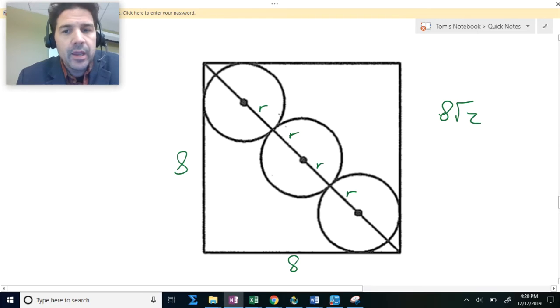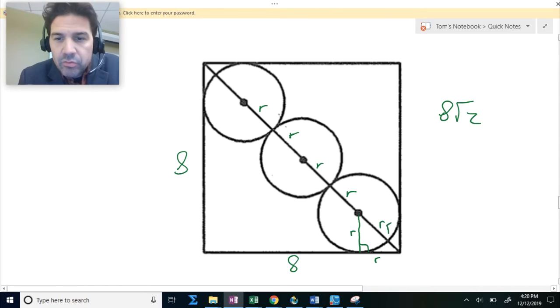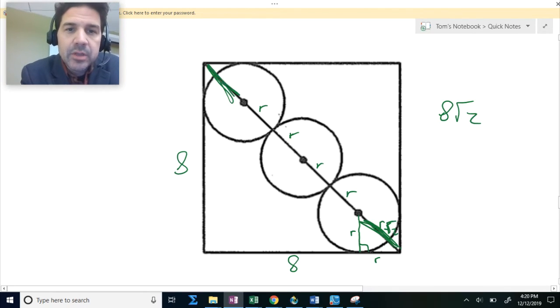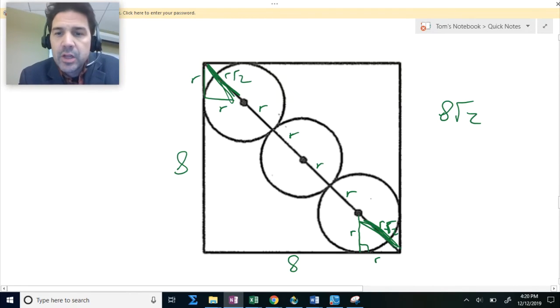What are they? Well, if you draw this radii in here, that's R. This is also R. So this is R rad 2. This whole thing is R radical 2. And guess what? You do the same thing up here. This is R. This is R. This is R radical 2. So 4 R's, this one, this one, this one, this one, plus the 2 ends are 2 R rad 2's. That has to equal 8 rad 2.